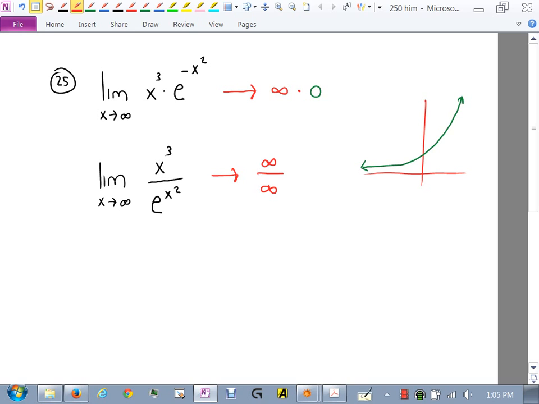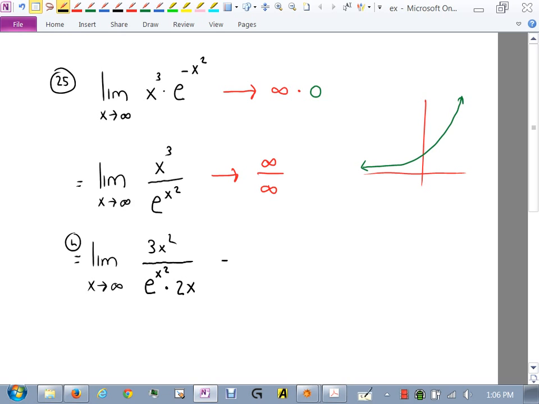Is that what you tried, whoever's asking me about this? And now you can use L'Hopital. So by L'Hopital's rule, x goes to infinity. Derivative of the top is 3x squared. Derivative of the bottom, well, derivative of e to anything is itself, times the derivative of what's there, 2x.